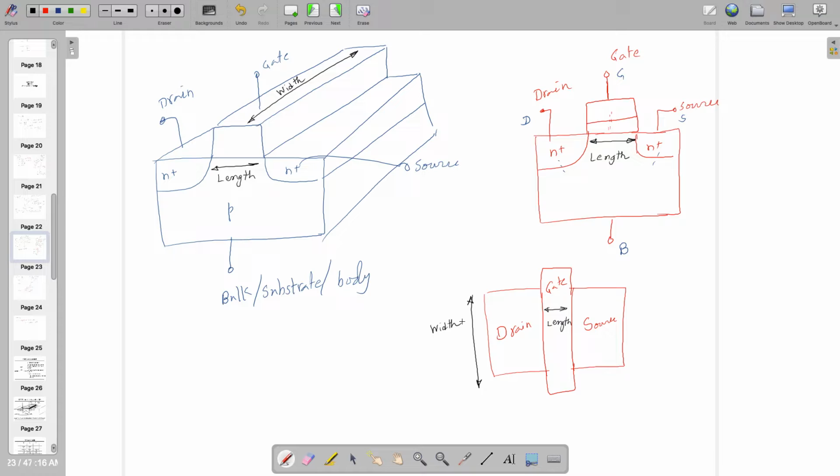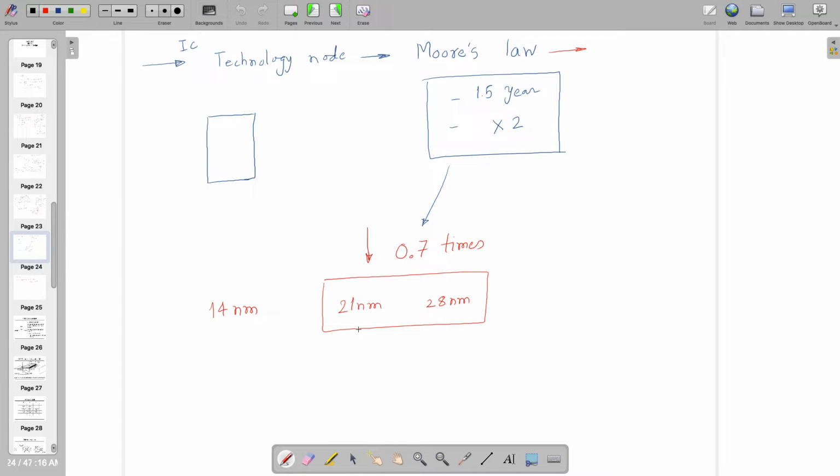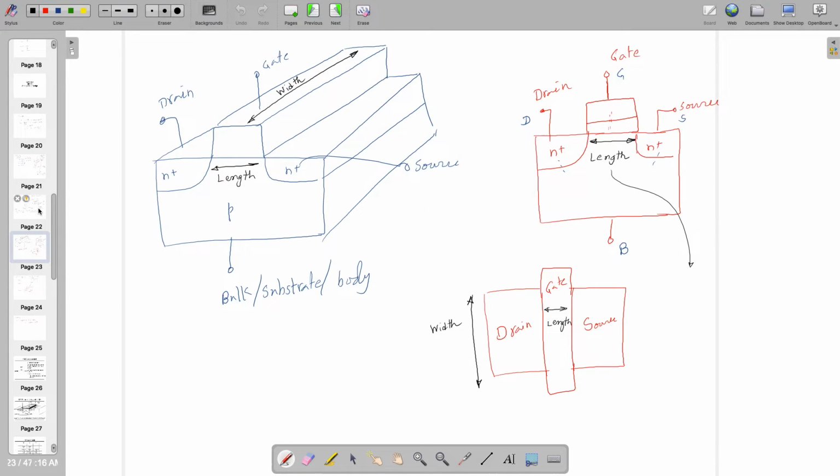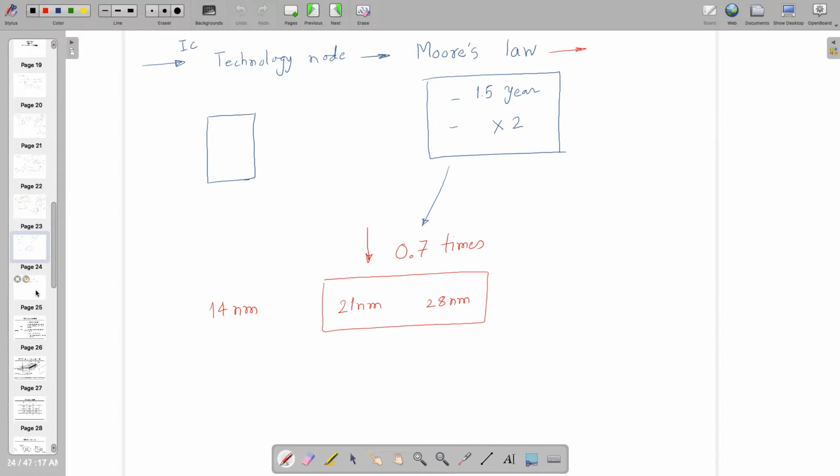So length and widths are defined here. This length is the one which we are talking about in terms of the transistor size. When we are saying 21 nanometer, it means the minimum length is 21 nanometer, or 28 nanometer, or 14 nanometer. You cannot go below that. That is the meaning of this. Okay.